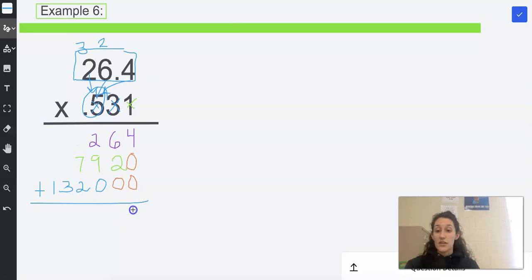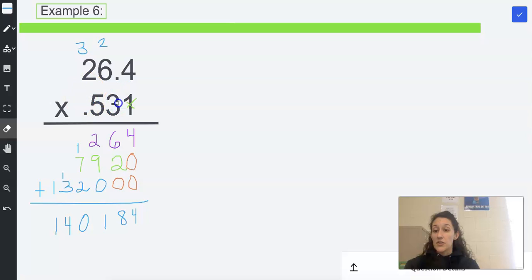4 plus 0 is 4. 6 plus 2 plus 0 is 8. 9 and 2 gives us 11. I place a 1 here and carry the 1. 7 plus 2 is 9, plus 1 more is 10, so I place a 0 here, carry the 1. 3 plus 1 is 4, and then 1 plus nothing gives me just 1. Now don't forget to place the decimal.